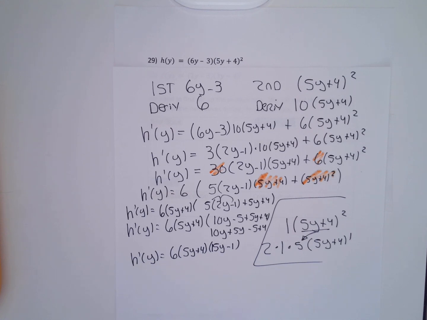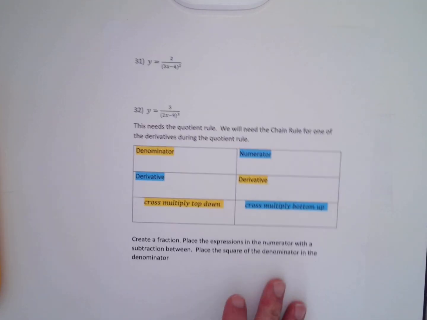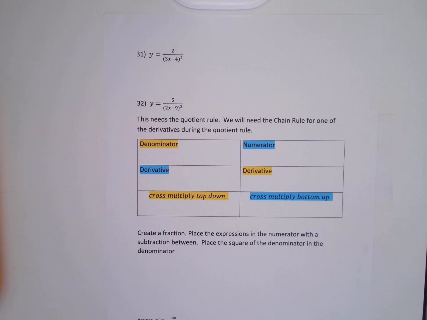I mean, it can come up. I shouldn't have made it come up twice in a 212 class. 220, yes. 212, no. The ugliest it gets is when we have the chain rule and the quotient rule. And that's what we're going to have in 33 and 34.